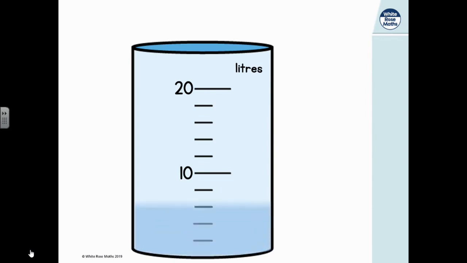1, 2, 3, 4 litres. Oh no, that's not quite right, is it? Because the next line is 10. Maybe we shouldn't count in ones. Let's get rid of that water. Try again. Pause the video here.